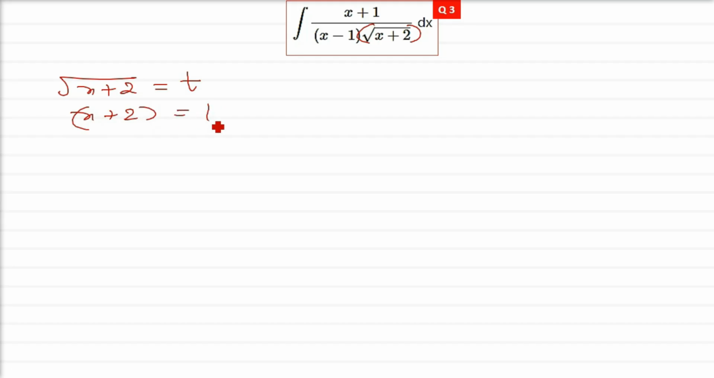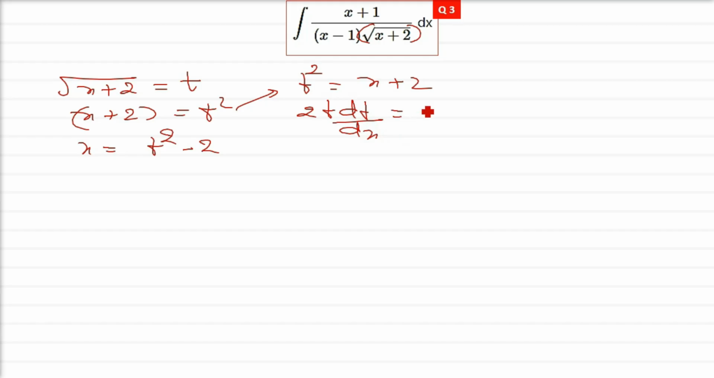So this x plus 2 we have taken as t square, and you will get x from here, it will be t square minus 2. Now when you put t equals to under root x plus 2, or you can say t square is equal to x plus 2, you can differentiate it because we need to replace dx also in these terms. So 2t dt by dx will be equal to 1. So 2t dt will be equal to dx. This is the second replacement we'll do.